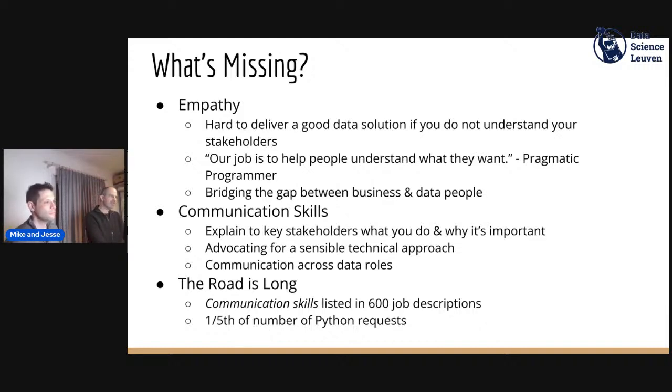And we were somehow encouraged by the fact that communication skills is listed in 600 job descriptions. So that's already pretty good. That's just about 10%. However, the road is long because that's only 1/5 of the number of requests for Python. So we're getting there, but we're not quite there yet.